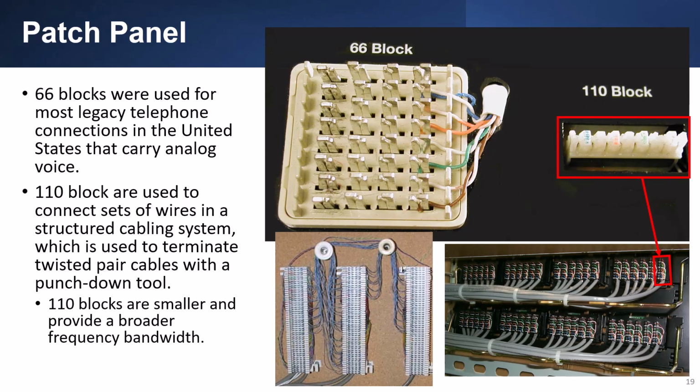66 blocks were used for most legacy telephone connections in the United States that carry analog voice. The 110 blocks are used to connect sets of wires in a structured cabling system, which is used to terminate twisted pair cables with a punchdown tool. The 110 blocks are smaller and provide a broader frequency bandwidth.